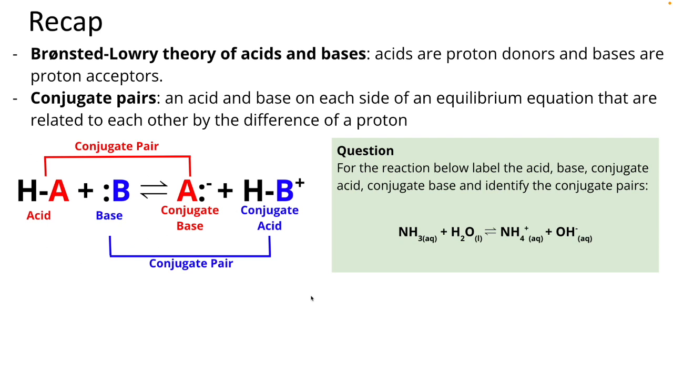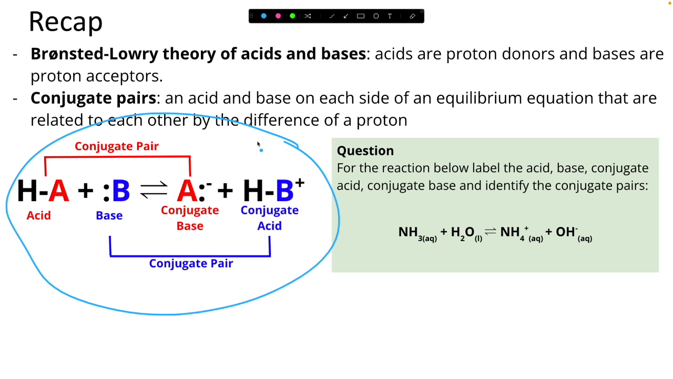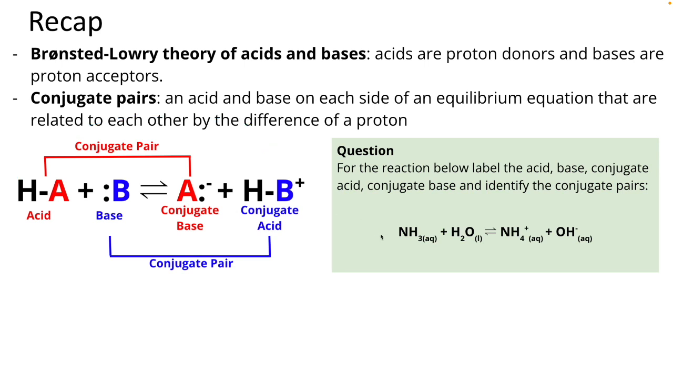So these two ideas of conjugate pairs and the Bronsted-Lowry theory of acids and bases we can practice now. I've got an acid-base reaction there. For the reaction below, label the acid, label the base, label the conjugate acid and the conjugate base, and identify the conjugate pairs, similarly to how I've done it for that generic example. Pause, and let's have a look.